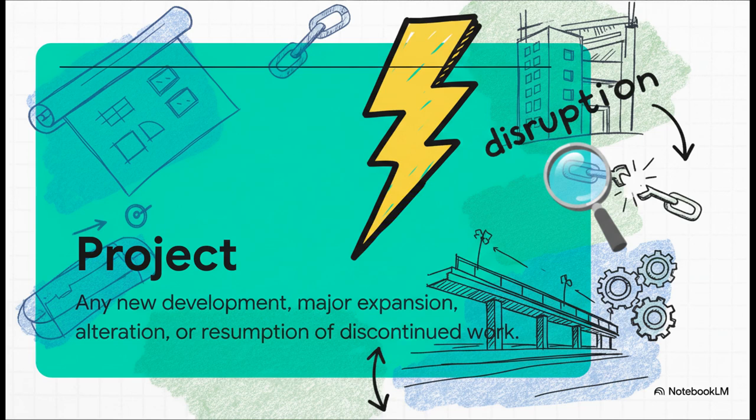Now, into this perfectly balanced web drops our catalyst, the project. A project acts as the disruptor to that pre-existing baseline we just talked about. But notice, it's not always a brand new skyscraper or a massive new highway. A project can be a major expansion of an existing facility, a significant alteration, or even just picking up work that had previously been discontinued.